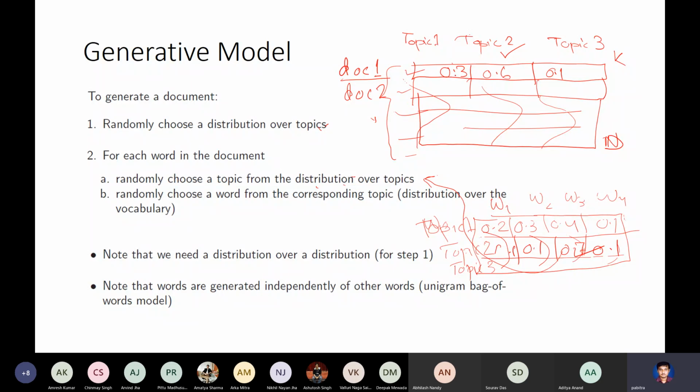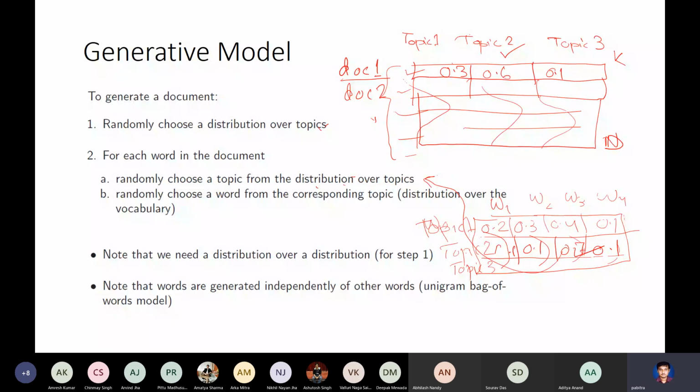Not 2, actually many. So this is one inner loop distribution, this is another inner loop distribution. So this is a collection of distributions. Similarly, here there is a collection of distributions. And these collections themselves are a distribution. So the outer loop distribution is a distribution over distributions, while the inner loop distributions are not one, but many distributions which represent the topic proportions and word proportions.